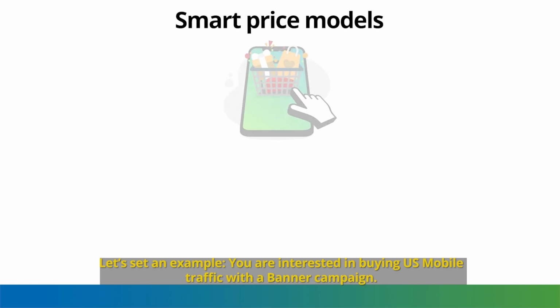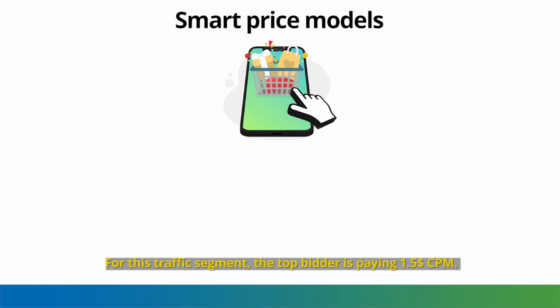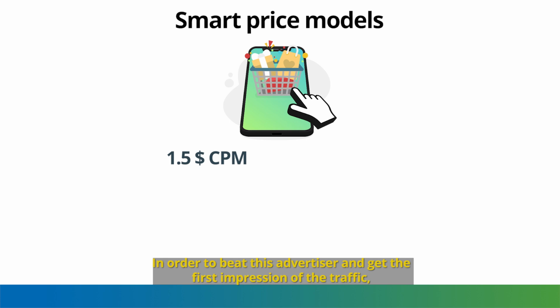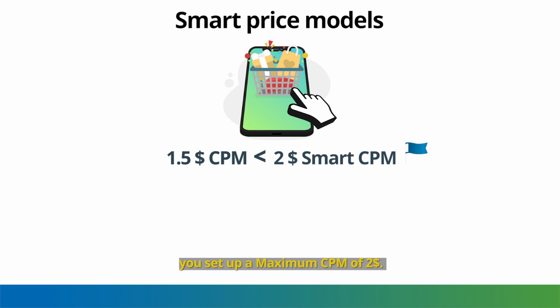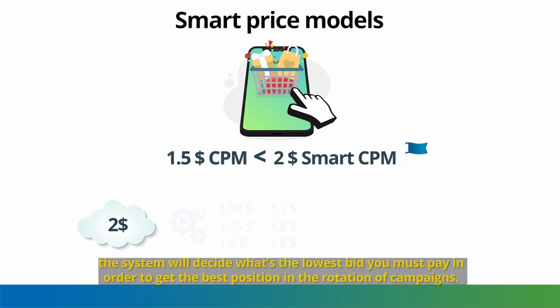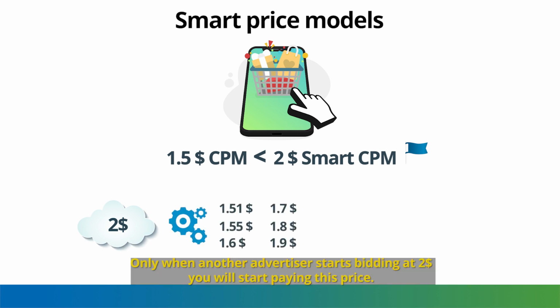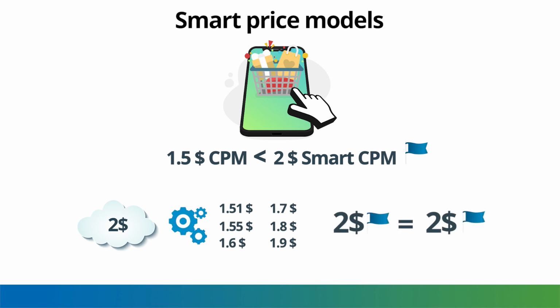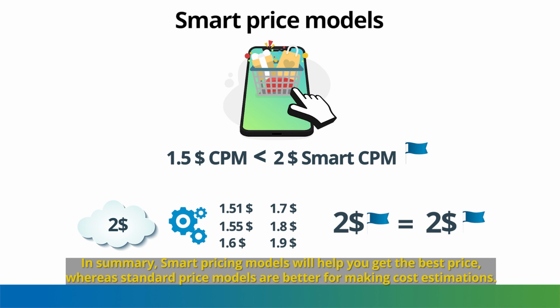Let's set an example. You are interested in buying US mobile traffic with a banner campaign. For this traffic segment, the top bidder is paying $1.50 CPM. In order to beat this advertiser and get the first impression of the traffic, you set up a maximum CPM of $2. However, you won't be paying $2. The system will decide what's the lowest bid you must pay in order to get the best position in the rotation of campaigns. Only when another advertiser starts bidding at $2 will you start paying this price. In summary, smart pricing models will help you get the best price, whereas standard price models are better for making cost estimations.